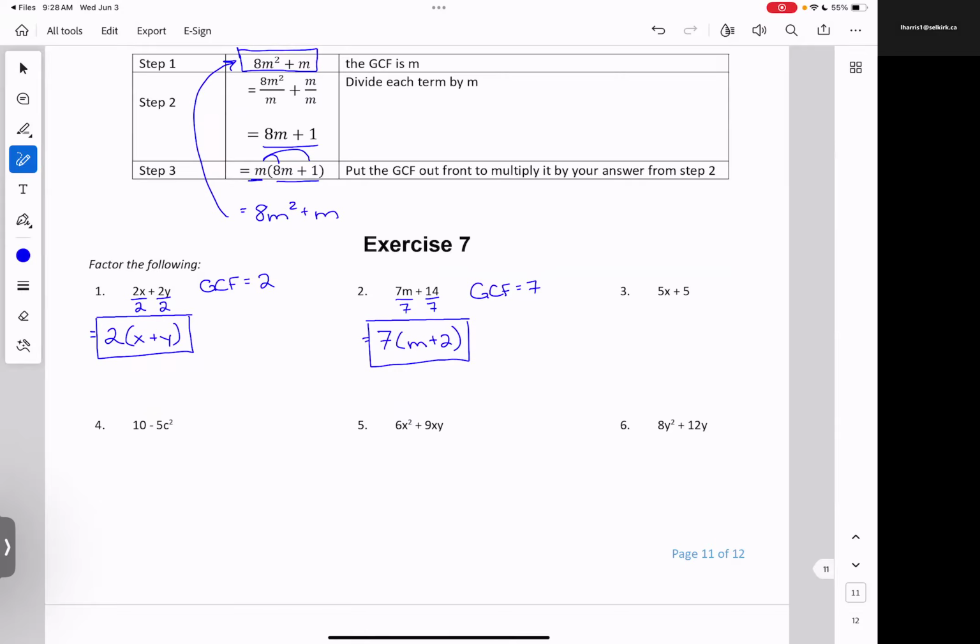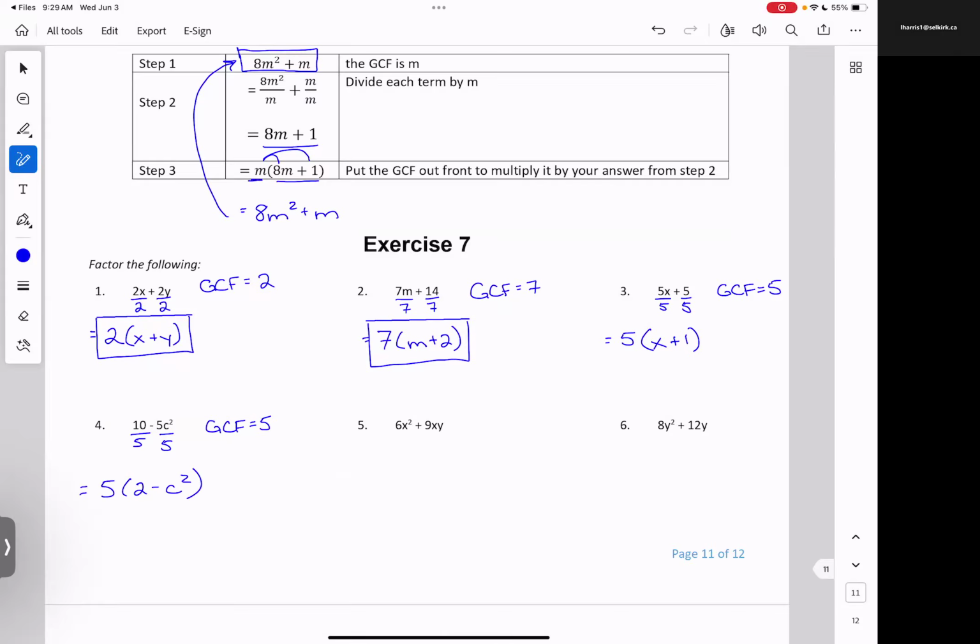Okay, let's do some of these together. For number 3, our GCF here is 5. So we're going to divide each of these terms by 5. We'll stick the 5 out front, and the answer when we do our division, we get x plus 1. Okay, number 4, our GCF here is 5. So we divide each of these terms by 5. That gives us 2 minus c squared, and then we stick our 5 out front.